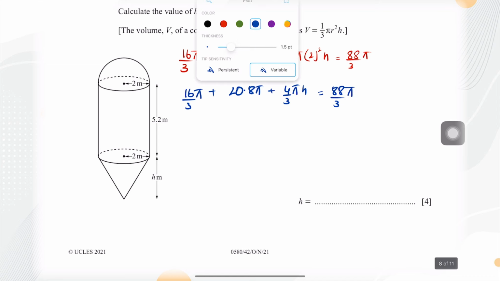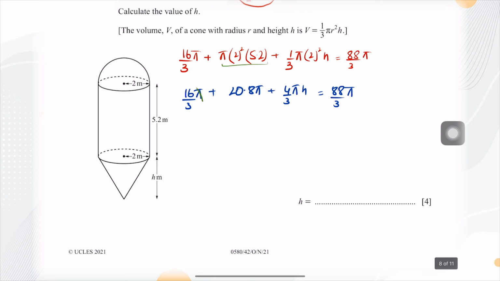We can take pi common from the left hand side, and we can cross that pi out with the pi on the right hand side. So here's what we're looking at: 16 upon 3 plus 20.8 plus 4 upon 3 h, which is equal to 88 upon 3. Now from 88 upon 3 we subtract 20.8, and we also subtract 16 upon 3. So 20.8 goes over to the other side, and 16 upon 3 also goes over to the other side.